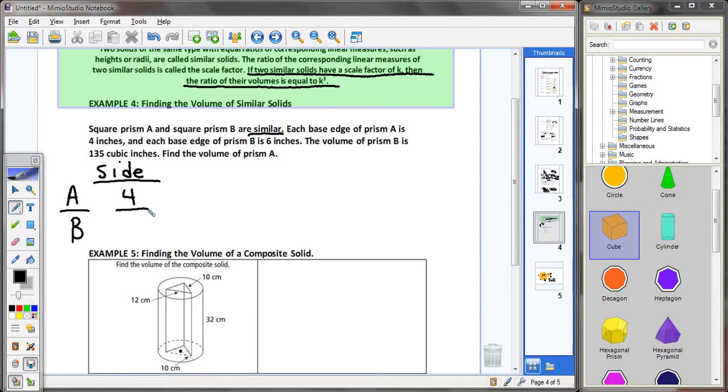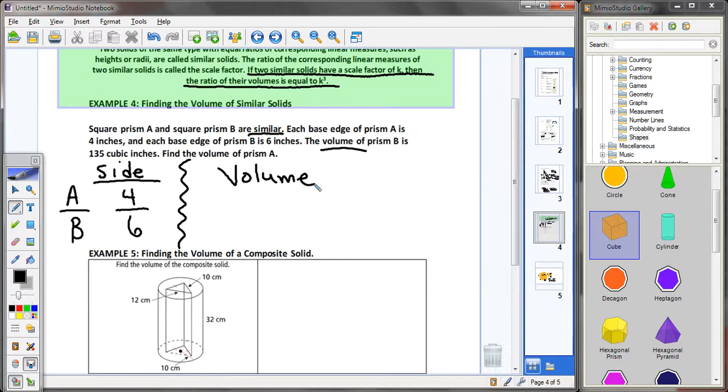And each edge in prism B is what? Guys agree? Yep. Okay. But then they go on to say, I don't want to talk about sides anymore. They start talking about what? Volume. Okay, here's what we need to do. We need to take this side ratio and we need to turn it into a volume ratio.